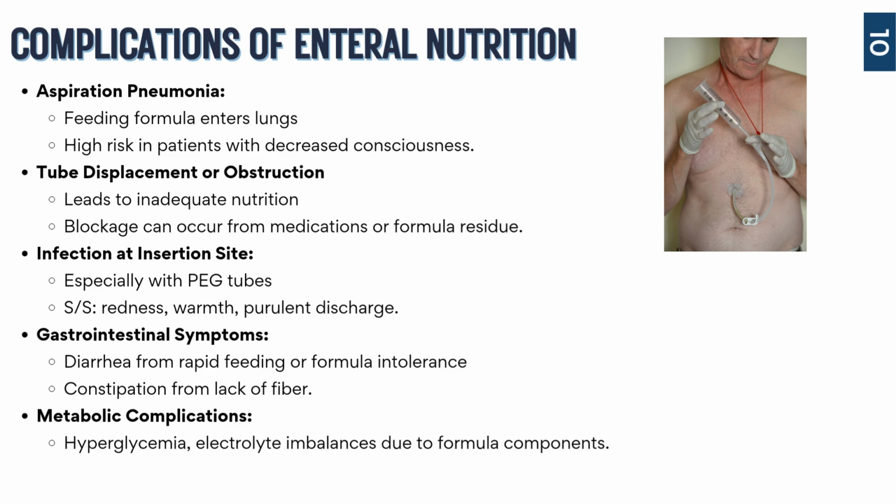So aspiration pneumonia is a serious risk, particularly in patients with impaired cough or gag reflexes. Ensuring proper tube placement and patient positioning can mitigate these risks. Tube displacement or obstruction can interrupt feedings and require prompt attention to maintain nutritional support. Infection at the insertion site also could be an issue, and that necessitates strict aseptic technique and regular monitoring of the area. GI symptoms like diarrhea may also result from a rapid feeding rate, so we don't want to feed them too fast, or from formula intolerance. So they may have like an allergy to what we're giving them.